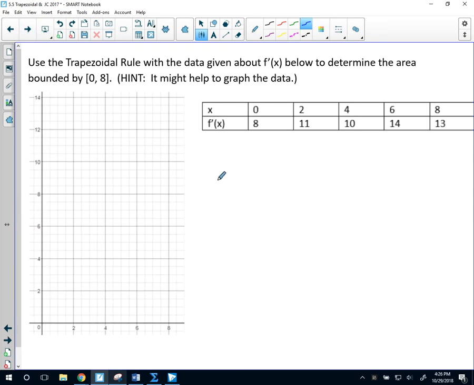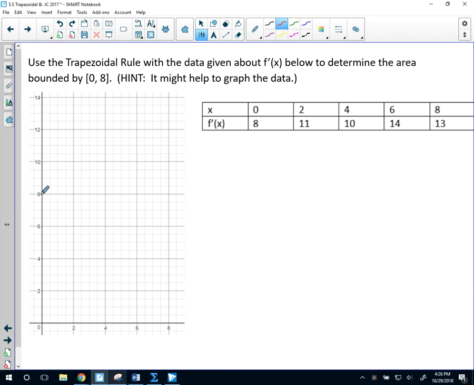Okay, so now we're going to try a problem that's just data and not an actual function. So this is just random data that I made up here. I'm going to plot these points so you can kind of see what's going on and visualize the trapezoids. You don't have to do that, but sometimes it's helpful.